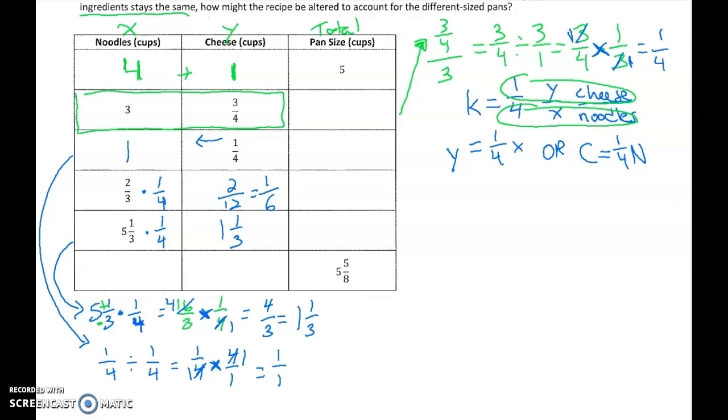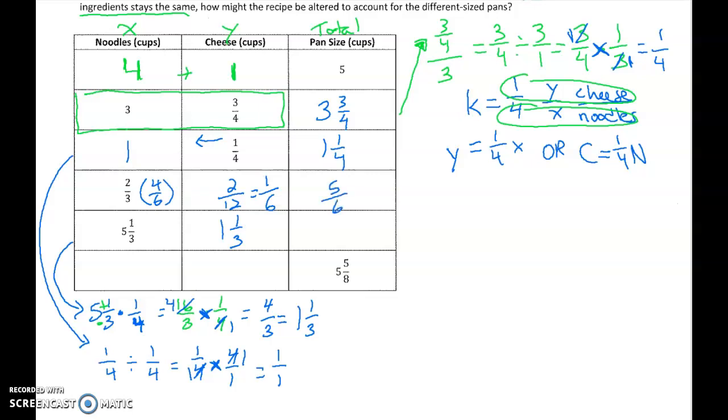Now, if we quickly wanted to add, 3 plus 3/4 is 3 and 3/4. 1 plus 1/4 is 1 and 1/4 pan size. 1/4 plus 1/6, well, nope, I'm sorry, I read that wrong. Oh my goodness. Let's try this again. This is 2/3. Let me get rid of that so I don't mess that up again. 2/3 plus 1/6. Well, remember, we could double this to be 4/6, times 2 times 2. 4/6 plus 1/6 is 5/6.